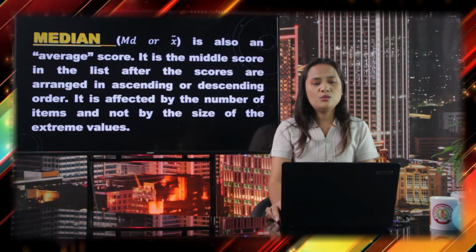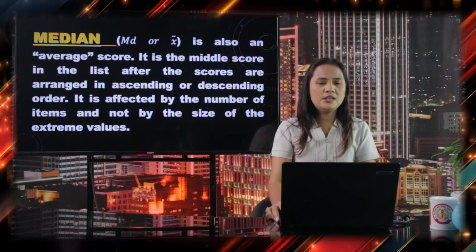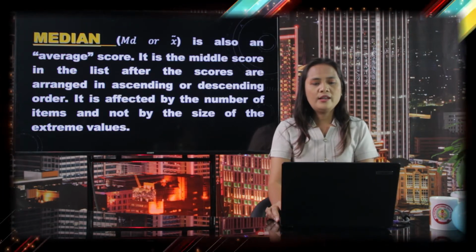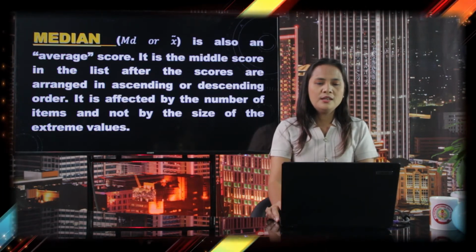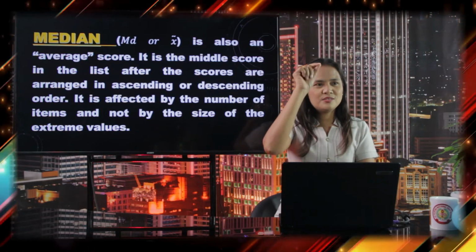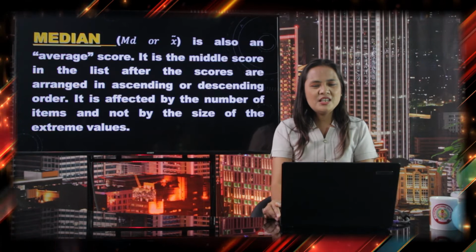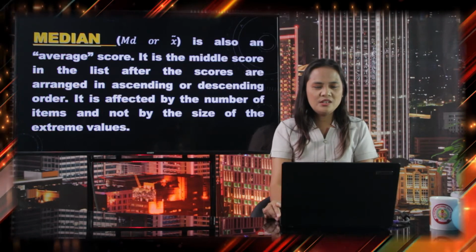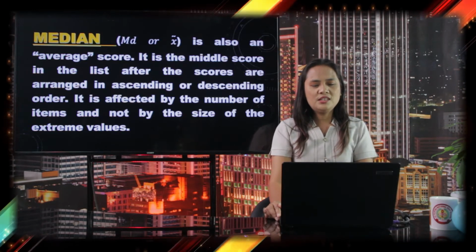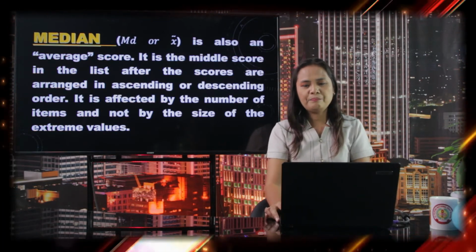Median. The median is also an average score. The symbol of median is the capital letter M with a small d, or a small x with a curl on top, x over curl. So, median is also an average score. It is the middle score in the list after the scores are arranged in ascending or descending order. It is affected by the number of items and not by the size of the extreme values.